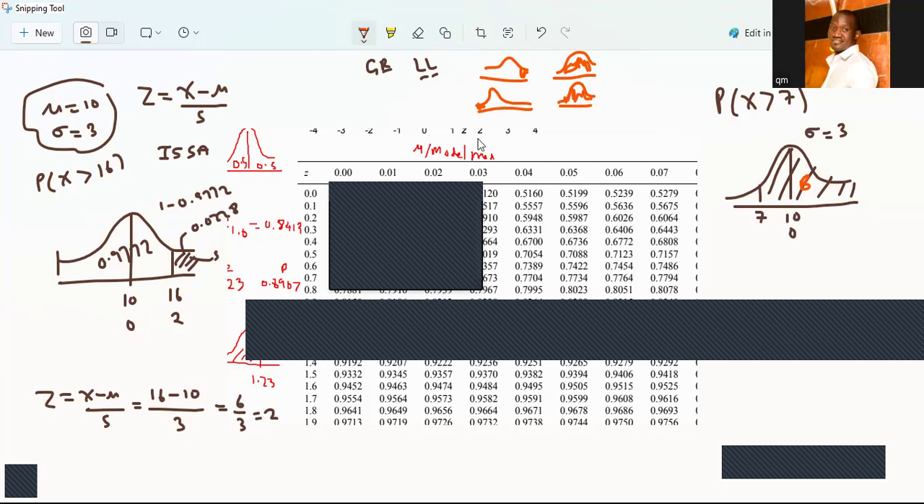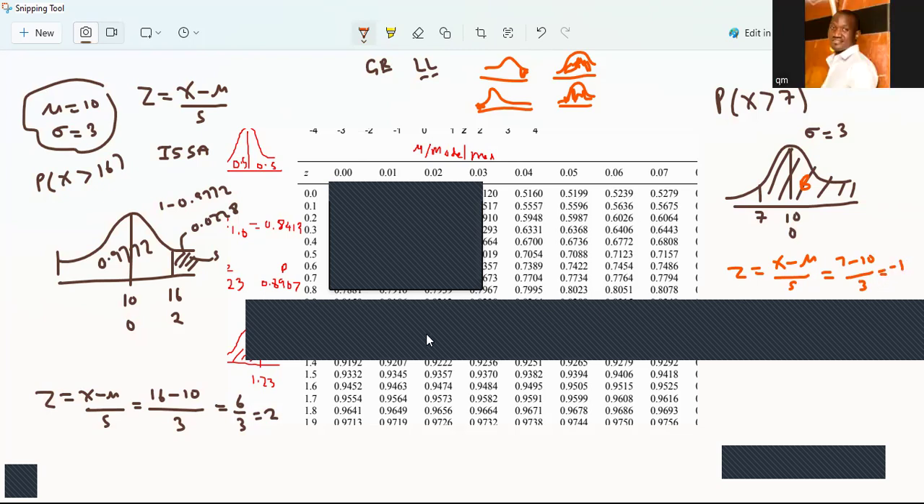All right, so ISA: illustrate, shade, then standardize. How do you standardize the 7? X minus mu over standard deviation. What is our X? 7 minus 10 over 3. Negative 3 over 3 is negative 1.